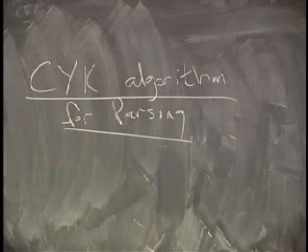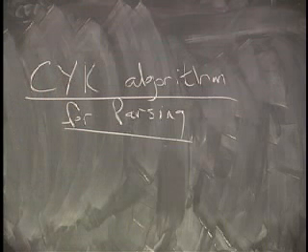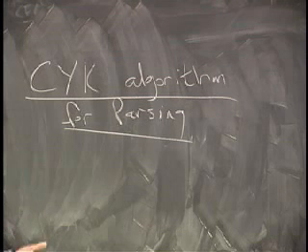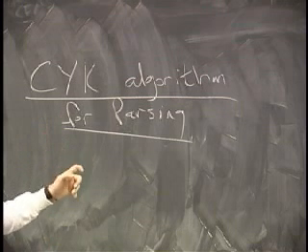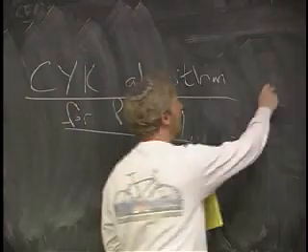Now everybody's got to be willing to listen. Now that we're on the right path, this is an algorithm named for the 3 people that worked on it independently: Cocke, Younger, and Kasami, I think, are their names. They came up with an algorithm for parsing that takes a context-free grammar and a string, and tells you whether that string can be generated by the context-free grammar. Their algorithm runs in order n cubed time.